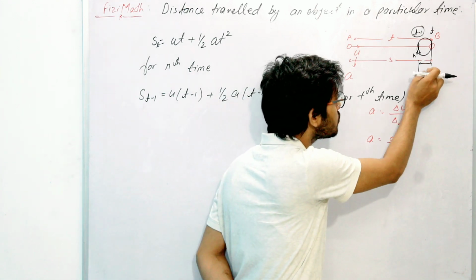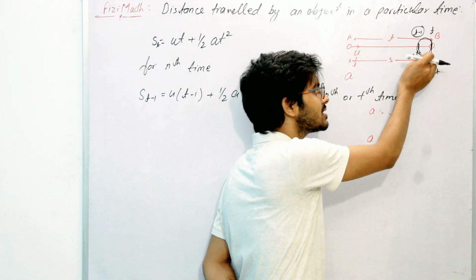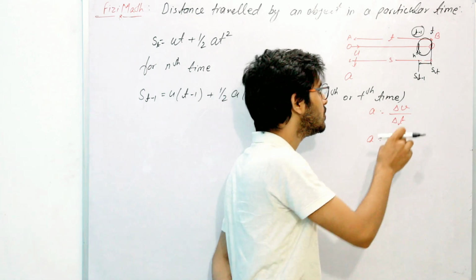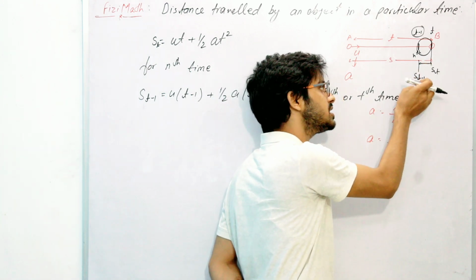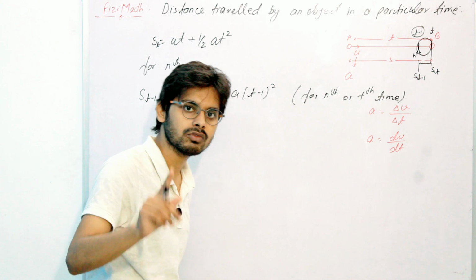तो निकालना हमको सिर्फ इतना डिस्टेंस है, तो इस डिस्टेंस को कैलकुलेट करने के लिए हम लोग क्या करेंगे, we will subtract s_(t minus 1) from s_t.